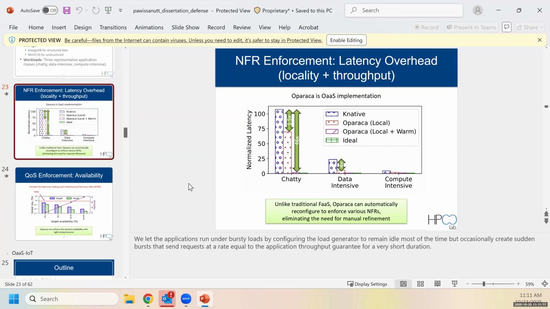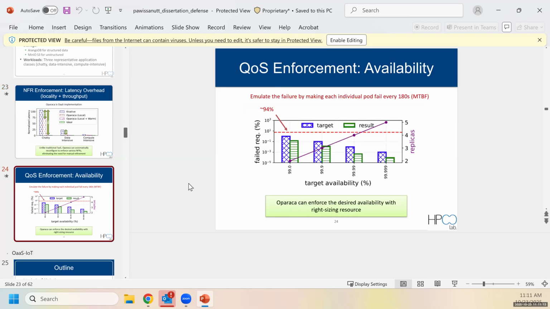Okay. Next page, please. So for the availability test, you emulated some failures. Yes. What type of faults did you inject into the system, and also where did you inject them?